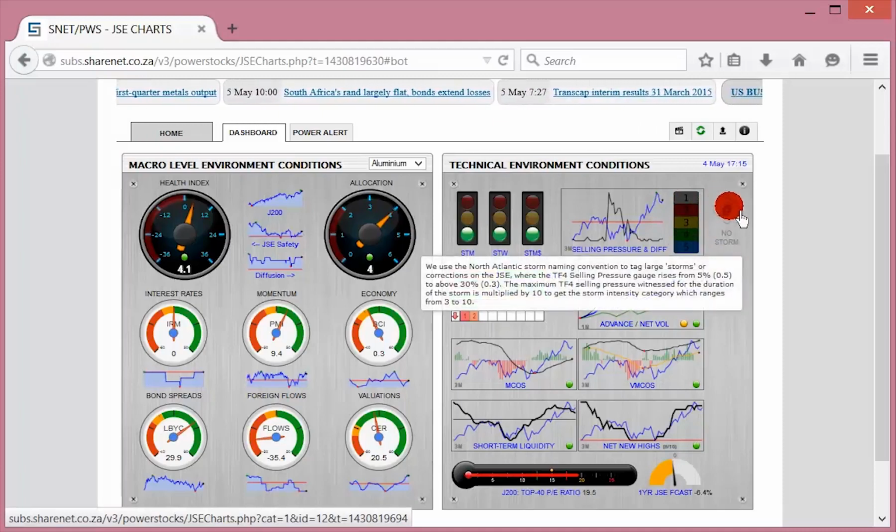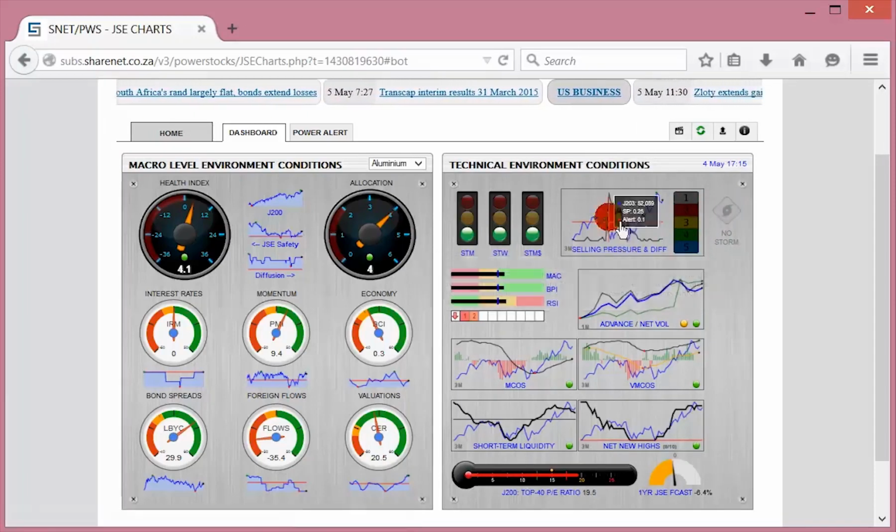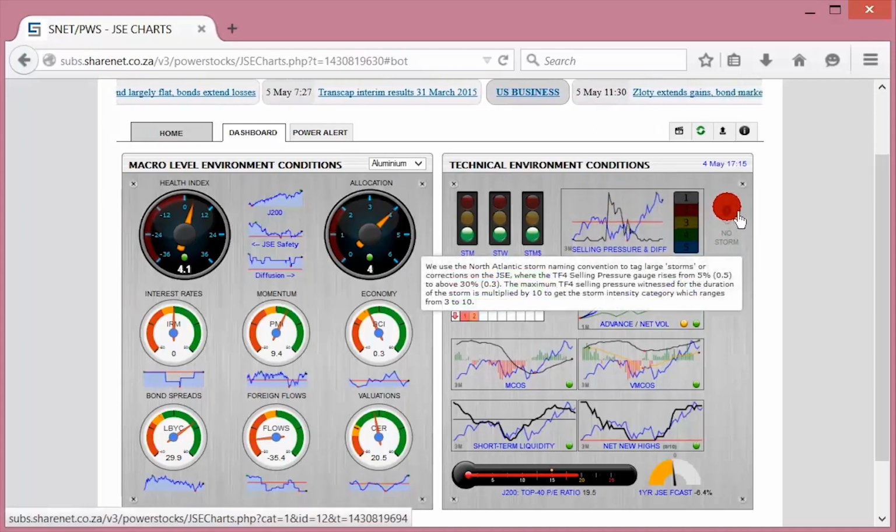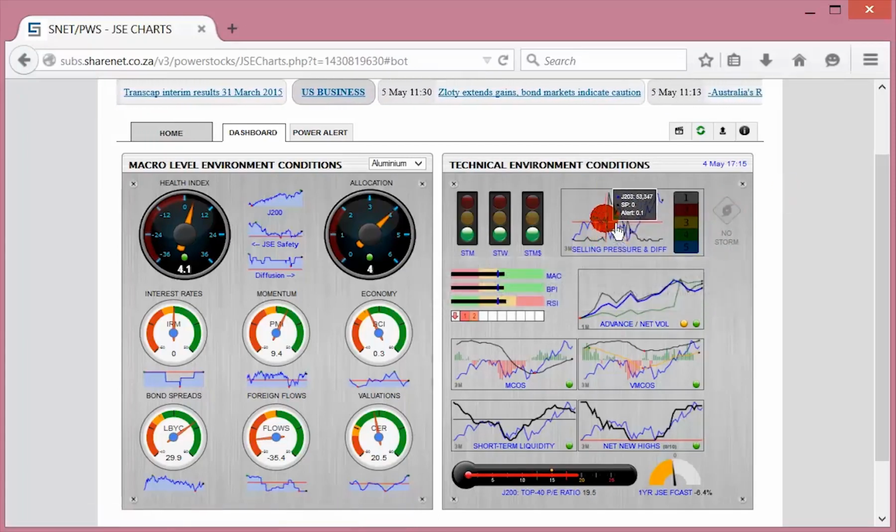There's a storm gauge here. We normally use the North Atlantic storm naming conventions to tag large storms or corrections on the JSE as measured by selling pressure. So normally you'll see a name pop up here, Angela or something like that, just so that we can measure corrections. So basically whenever the selling pressure rises above this red line, we basically have a storm on the go and we give it a name. And then what happens is, when the selling pressure falls below this red line, that's our all clear that we can get back in the market. So right now it's telling us, although the JSE has risen quite hard, there's not a lot of selling pressure going on. We're still in a safe environment.